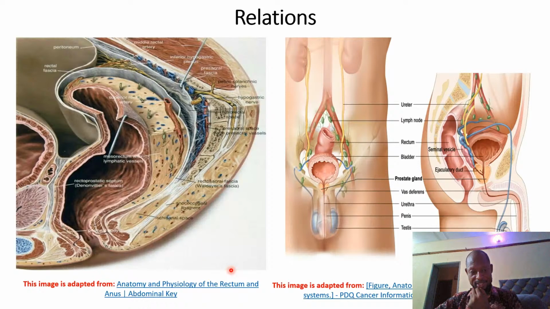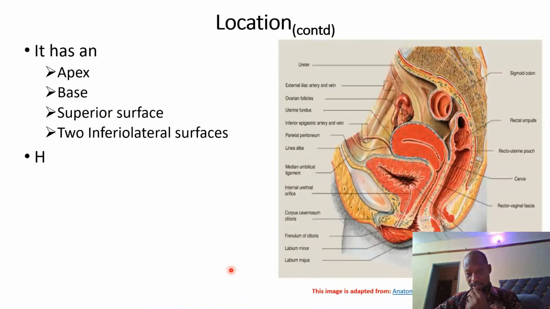We won't see that here. Okay, this is it. The retropubic space, all right. If you see the retropubic space, please can you indicate? I want to get a yes response from you.